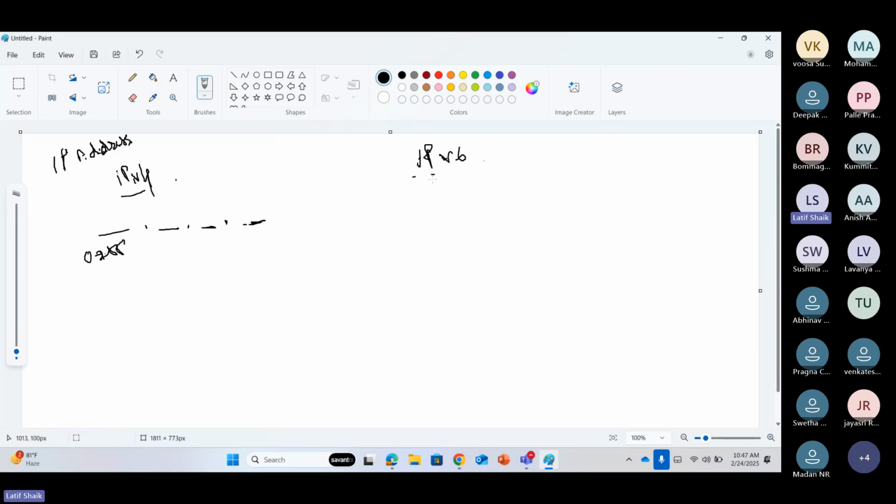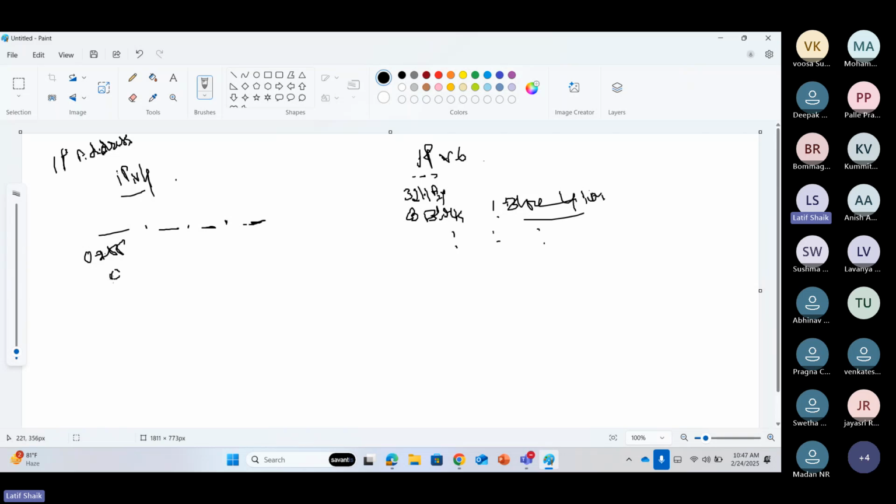Whereas IPv6 is represented in hexadecimal format. It means there are 32 hexadecimal numbers. These are divided into 8 blocks. Each block has 4 hexadecimal numbers, separated by colons. Okay. So these are the primary structures of IPv4 and IPv6.